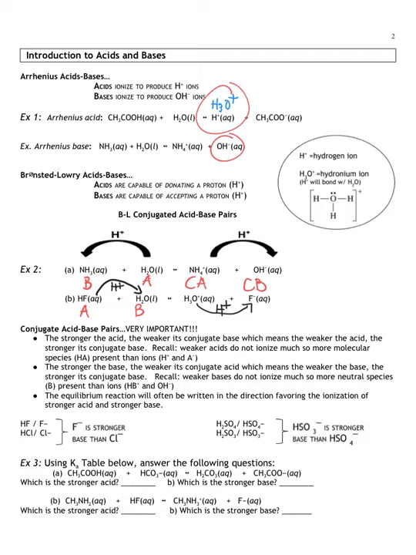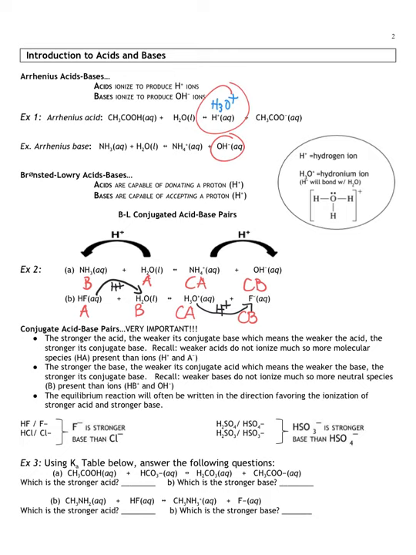Now I go to the product side. This looks like hydronium, it donated a hydrogen ion. F minus accepted a hydrogen ion. Once again, since it's the products, we call them the conjugates. So that's how we determine the Bronsted-Lowry acid-base conjugates.